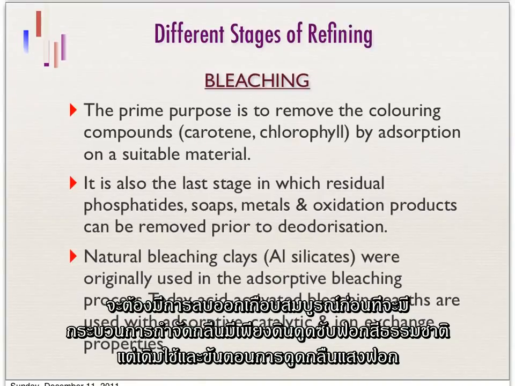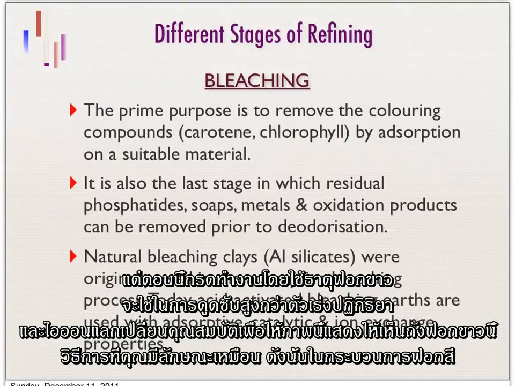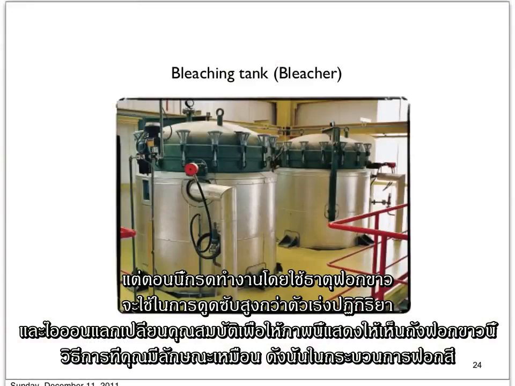Originally, natural bleaching clays were used as an adsorbent in the bleaching process, but nowadays acid-activated bleaching earth is used, with higher adsorptive, catalytic, and ion exchange properties. So this picture shows the bleaching tank. This is how it looks like.